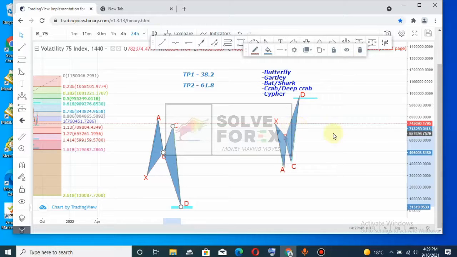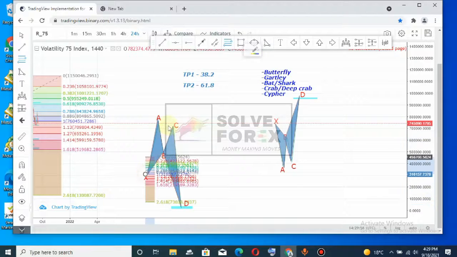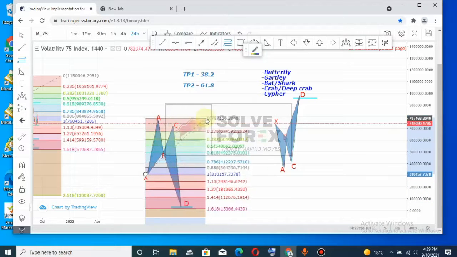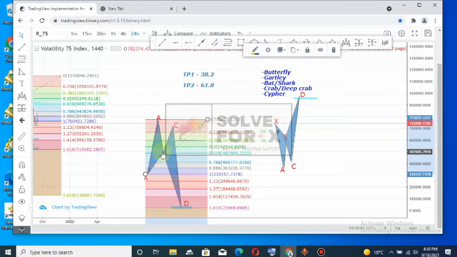Oh, sorry, this is your crab. 618 is your crab, and then deep crab should go to 886. This one is your crab from point X to A right here. If it goes to 618, which it did here, then this is your normal crab. Doesn't break the high, go all the way to 1.618.